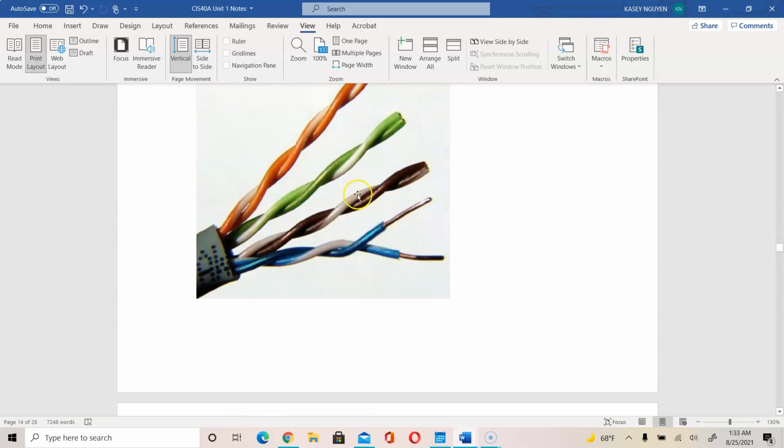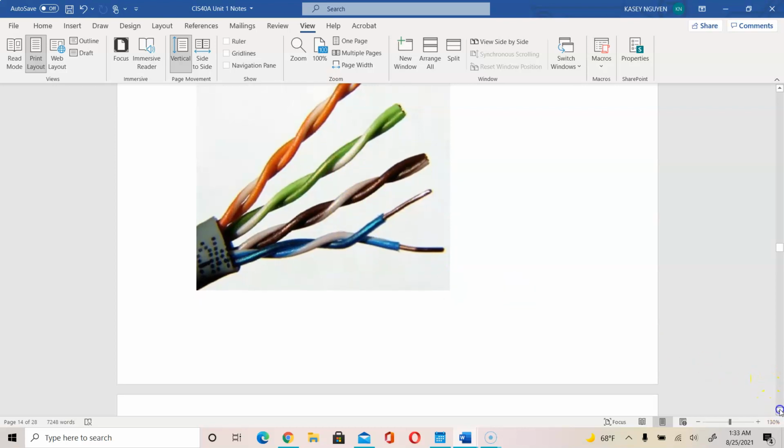So as you remove the jacket for the UTP or the STP, you would see it's twisted like this. You would have a solid color, and they follow the color by standard: orange stripe orange, green stripe green, brown stripe brown, blue stripe blue. Okay.